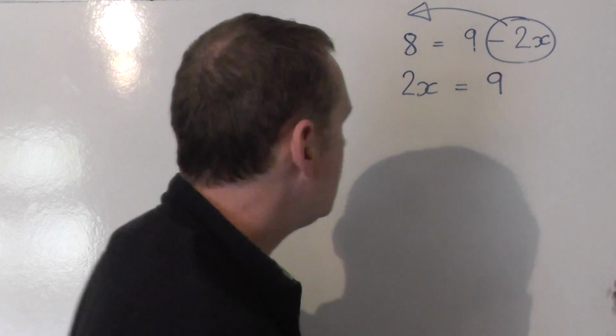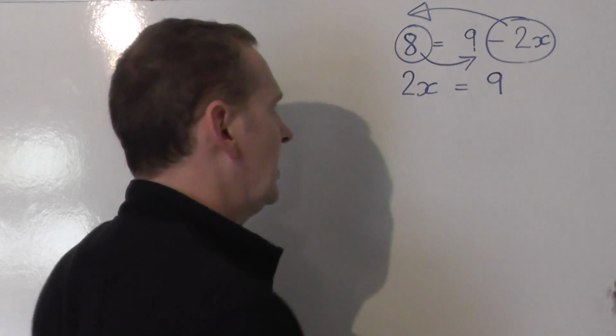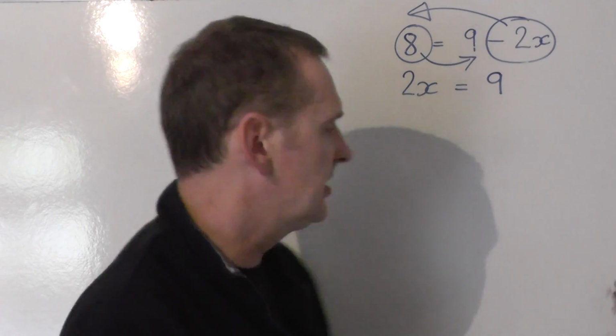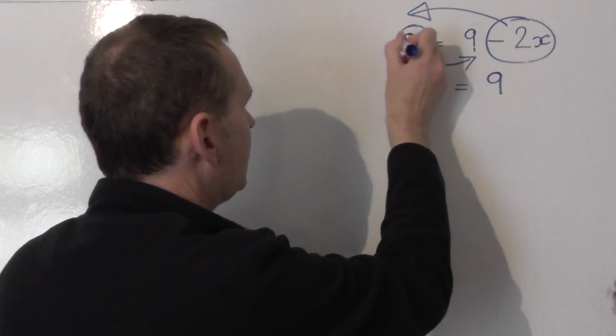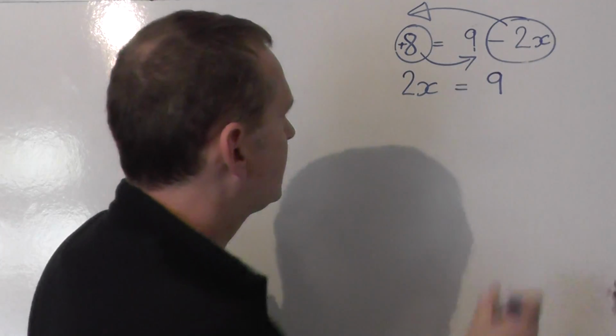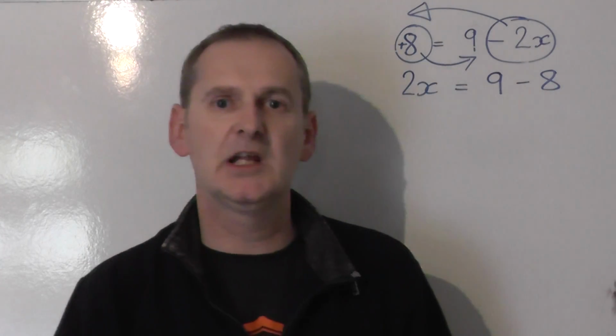Okay, so now we deal with the 8. Well, the 8 is on the wrong side now. I need to drag that across from the left to the right. If it swaps sides, it swaps signs. At the moment, on the left-hand side, there's a plus in front of it, even though you can't see it. Swap sides, it swaps to minus 8 on the other side. So there's the first line.